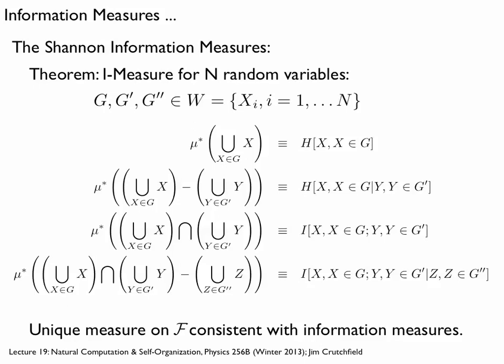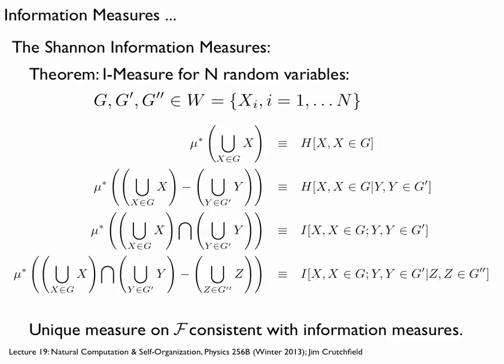So now we just imagine, to set this up, that we have three different subsets of random variables here, just to state the properties. Then generally, the idea is that if we union the variables in any one set, that's essentially the joint entropy. So I'm adding a little bit of notation here. This is the joint entropy of X, where X is in the set G. So this is all the variables in set G.